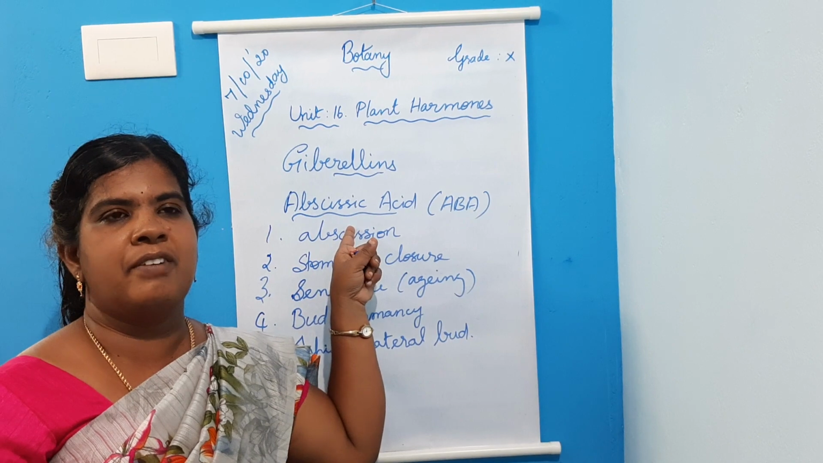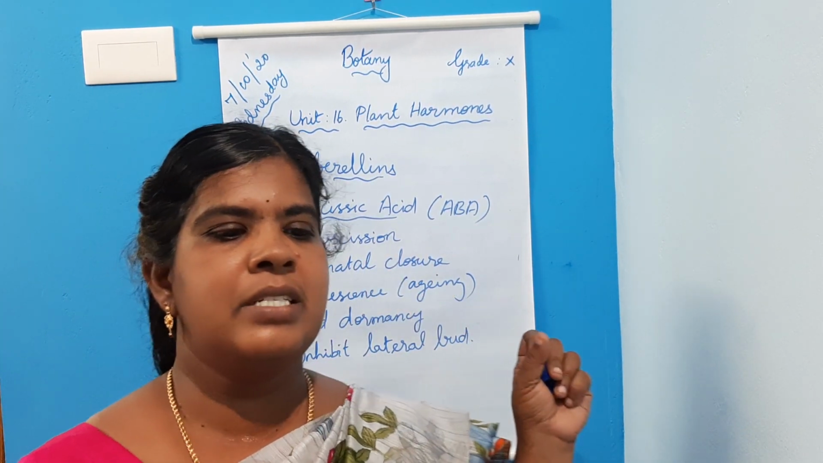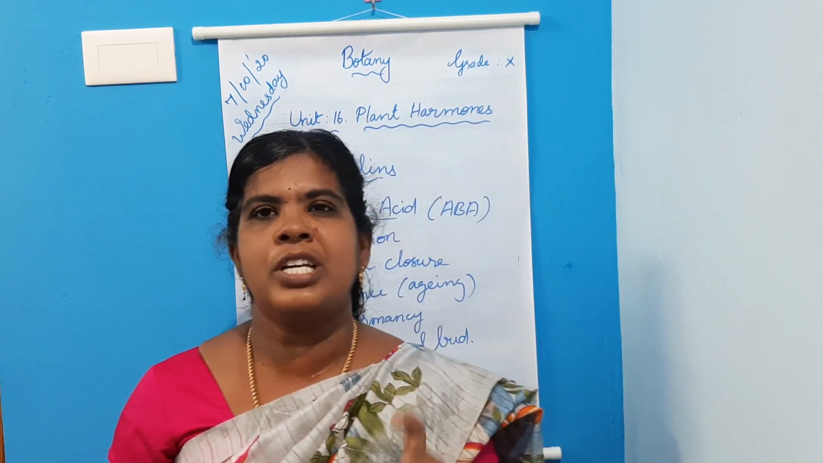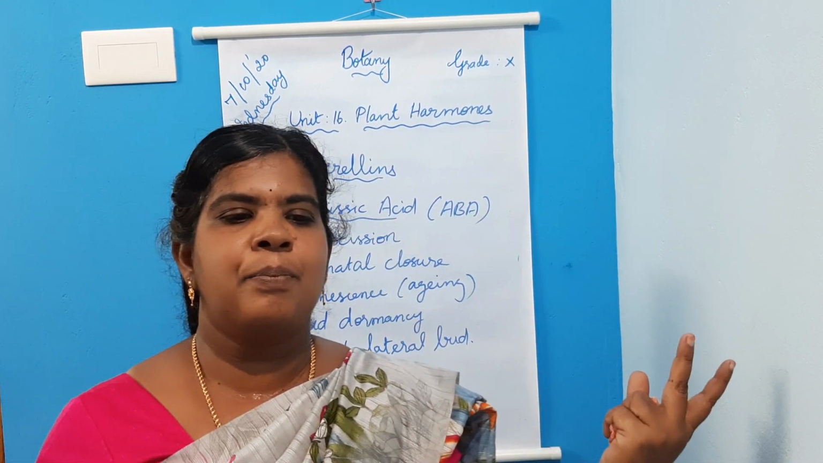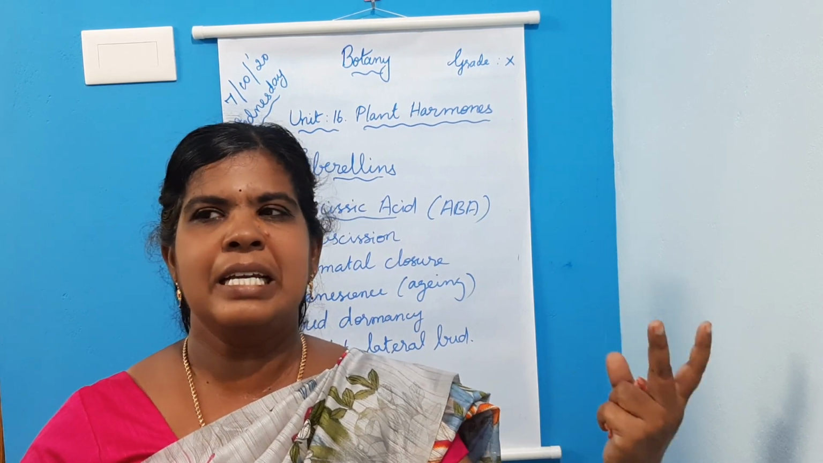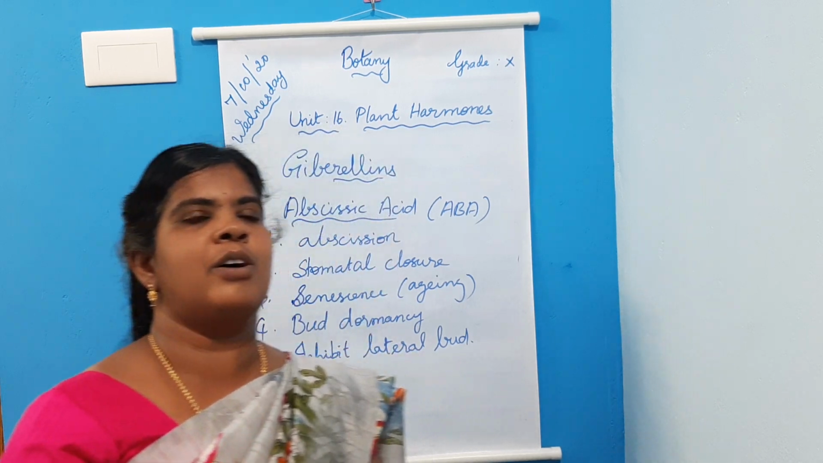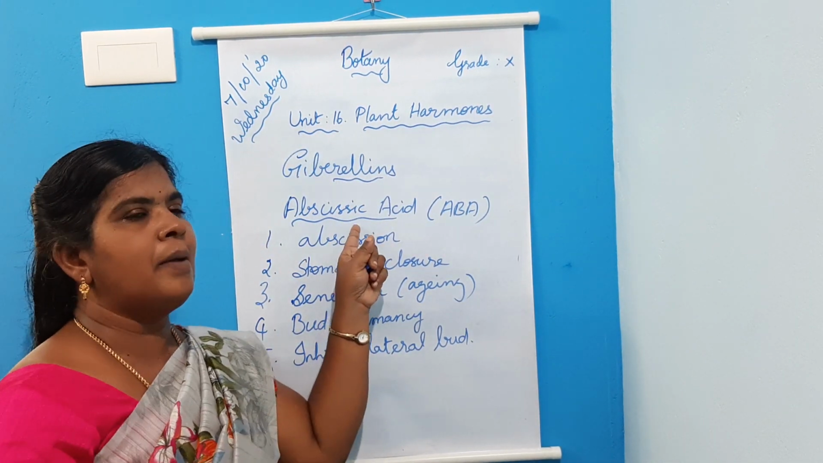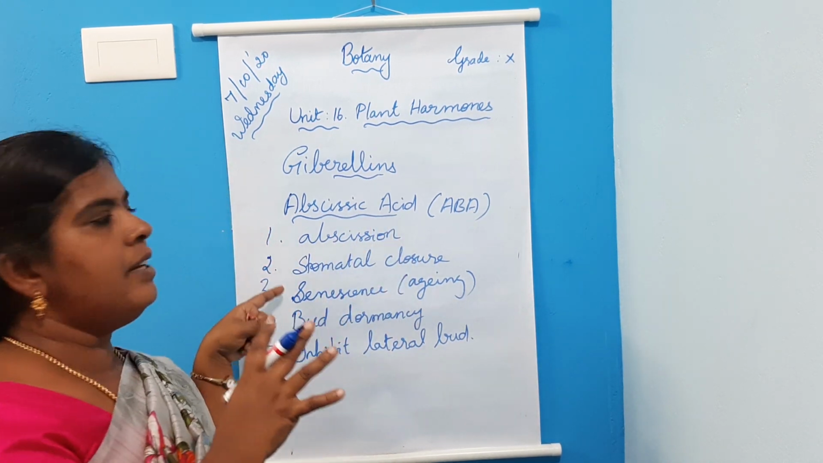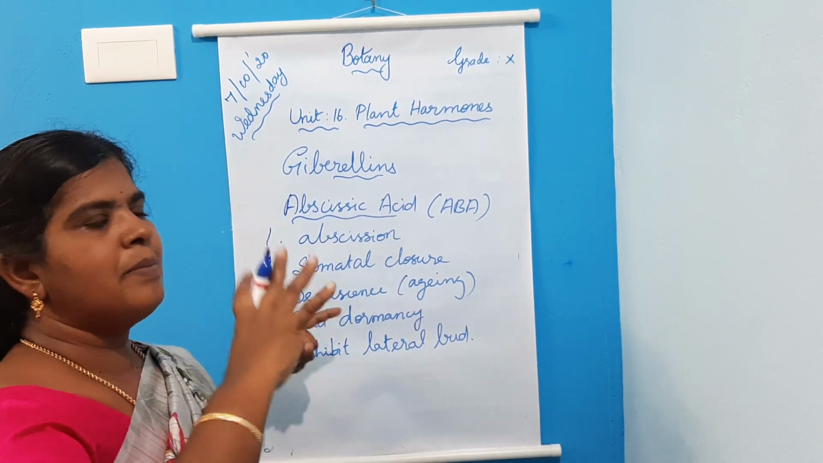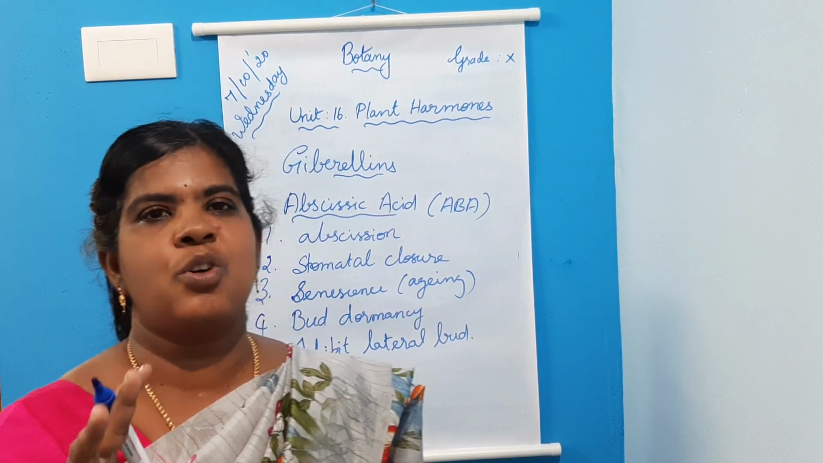Abscisic acid is a powerful growth inhibitor which regulates abscission and dormancy. It increases the tolerance of plants for various kinds of stress, so it is also called stress hormone. Which is a stress hormone? Abscisic acid. These are the physiological effects of abscisic acid. Where is abscisic acid found? It is found in the chloroplast of plants.